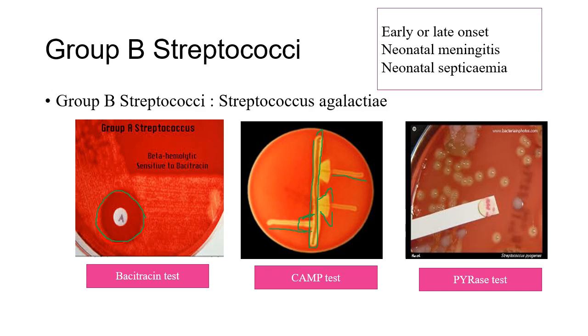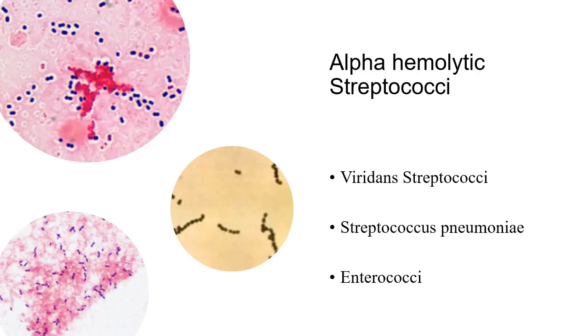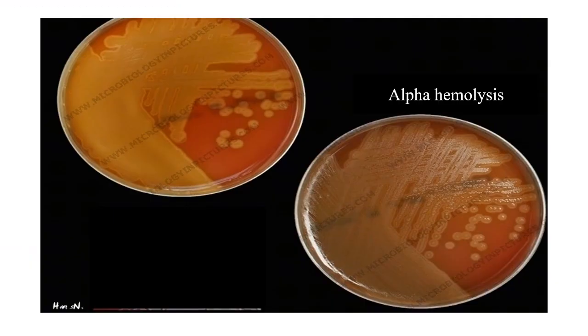PYR test is positive in group A, not in group B. And this pink drops tells you it's PYR positive. Alpha hemolytic strep are viridans streptococci, Streptococcus pneumoniae, and enterococcus. This is how alpha hemolysis looks, so the greenish discoloration.